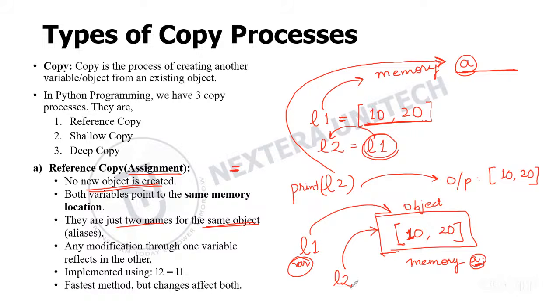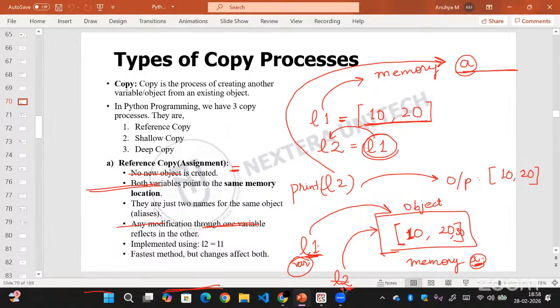If you modify L2, that will be reflected in L1. And if you modify L1, that will be reflected in L2, because you are pointing these variables, L2 and L1, to the same memory location. So if I add 30 here, L2 will be 10, 20, 30, and L1 will also be 10, 20, 30, as it is pointing to the same location. This is how reference copy works. It is the fastest method, but it will affect both copies. Let's look at code and then you will understand it better.